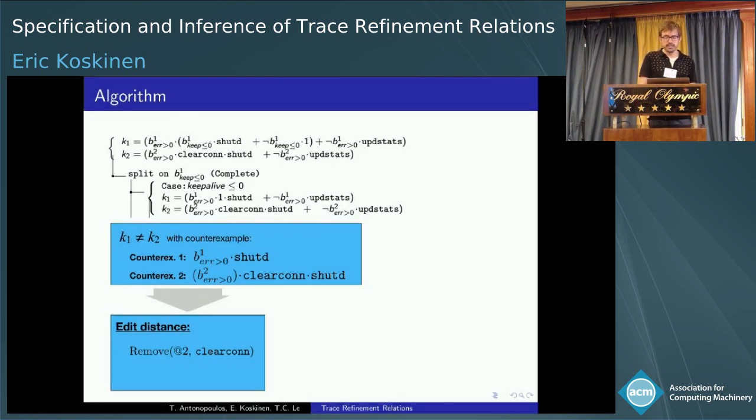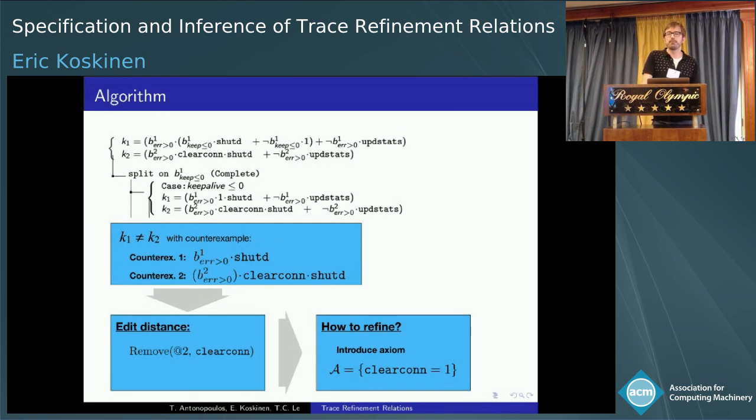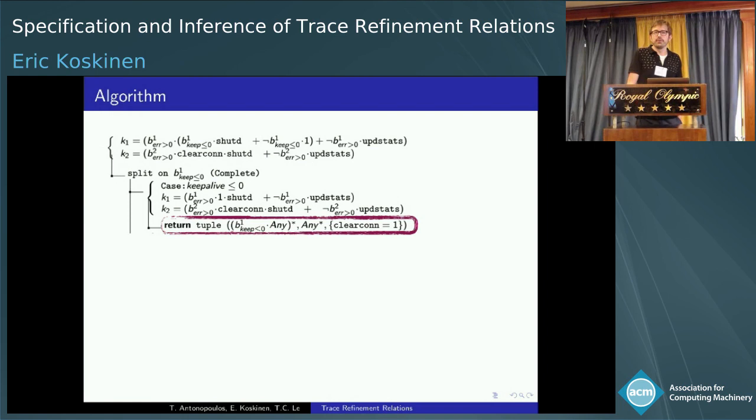This time, edit distance says the only thing we can do is remove the clear connection event from counterexample 2. We can do this by introducing an axiom or hypothesis into the cat that says that the clear connection is equivalent to skip. Having done that, we obtain, as this part of the search tree, the first tuple that will go into the overall trace refinement relation. And again, it's of the form R1, R2, A. The first one says restricted to cases where keep alive is less than 0. Then R2 is just any symbol is permitted. And then the axiom that we've introduced is that the clear connection is equal to skip.